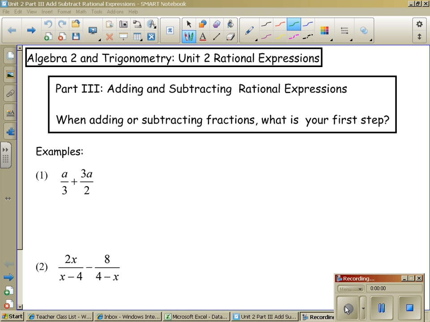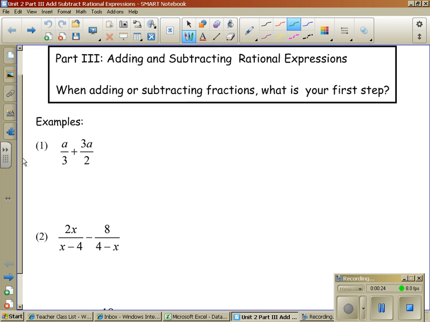So the next step in rational expressions is adding and subtracting. So the first question we need to think about is, what do we have to do? What's our first step? So don't think about with variables. Go back to 5th and 6th grade math with fractions. To add fractions, your first step is to find a common denominator. So that's what we're going to do with rational expressions.